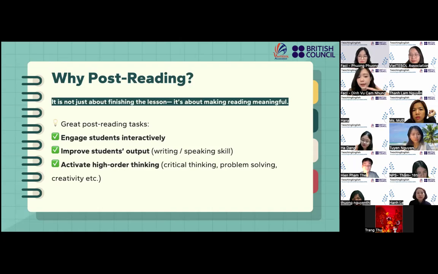And to activate higher order thinking, because my belief is that when we teach students language, it's not just about the vocabulary and the grammar. It's also about the mindset, about their characteristics, their personality. So maybe a little bit of creativity, critical thinking, and problem solving goes a long way.